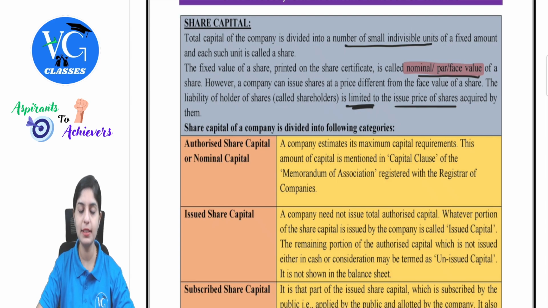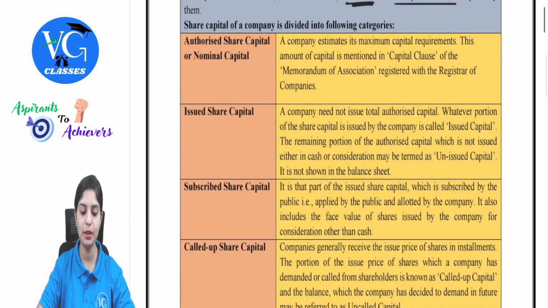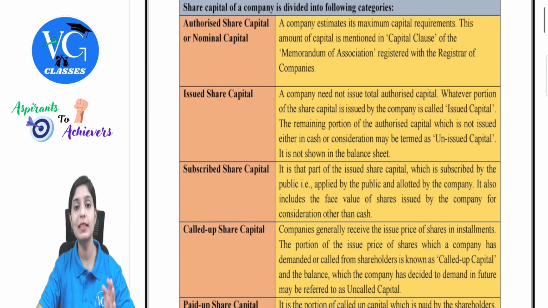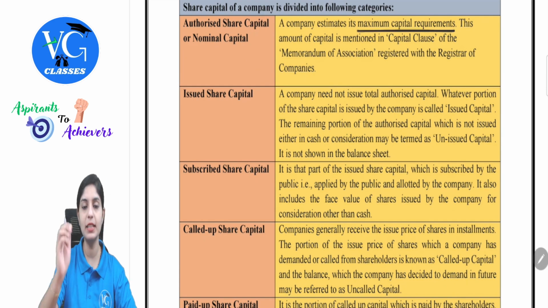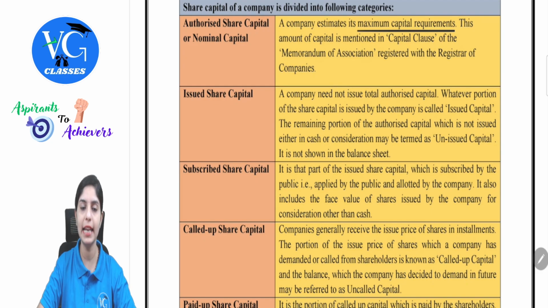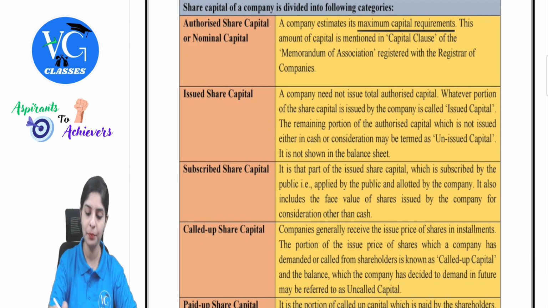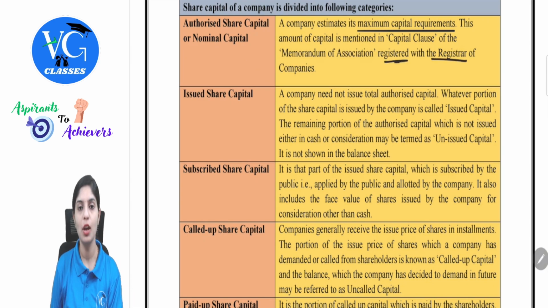Share capital of a company is divided into following categories. So let's understand what are the categories for share capital. First one, authorized share capital or nominal share capital. So this is nothing but the maximum capital a company expects over the lifetime of its business. So it is nothing but maximum capital requirements. This amount of capital will be mentioned in the capital clause in memorandum of association, and this memorandum of association will be registered with the registrar of companies. So in short, authorized capital is nothing but the maximum capital of a company.